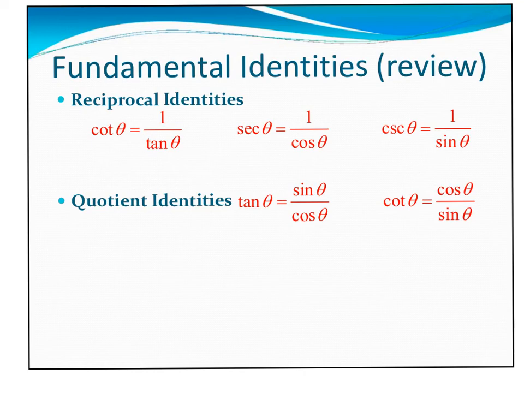Now, when you're trying to remember which one is which, remember that the quotient identities actually divide two functions, which is why they're called a quotient. The reciprocal identities simply tell us which two functions are reciprocals of one another.